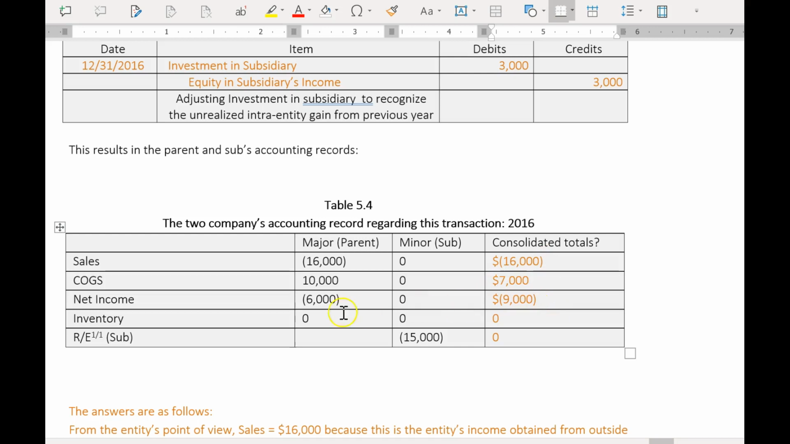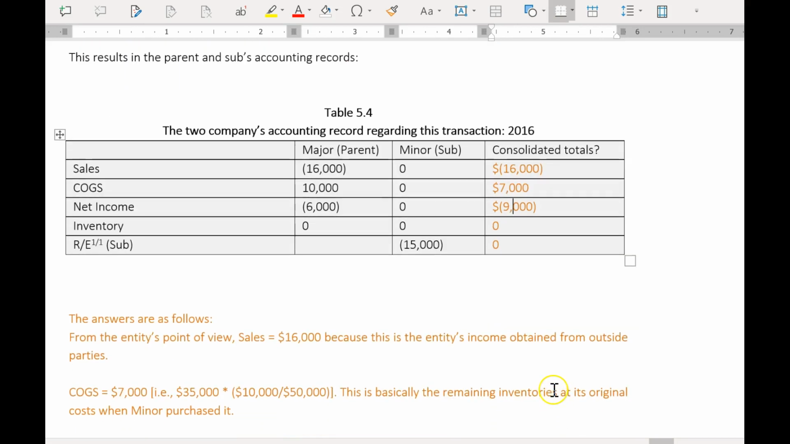Now you would say the parent only recognized 6,000. Where do we have the 9? That is the unrealized gain, 3,000 from last period deferred to this period. Okay, I'm going to show you how this works.